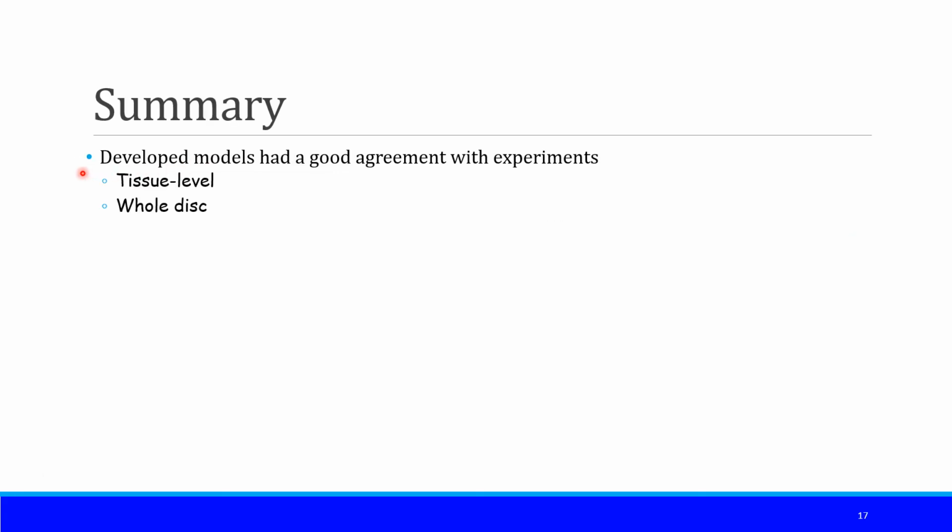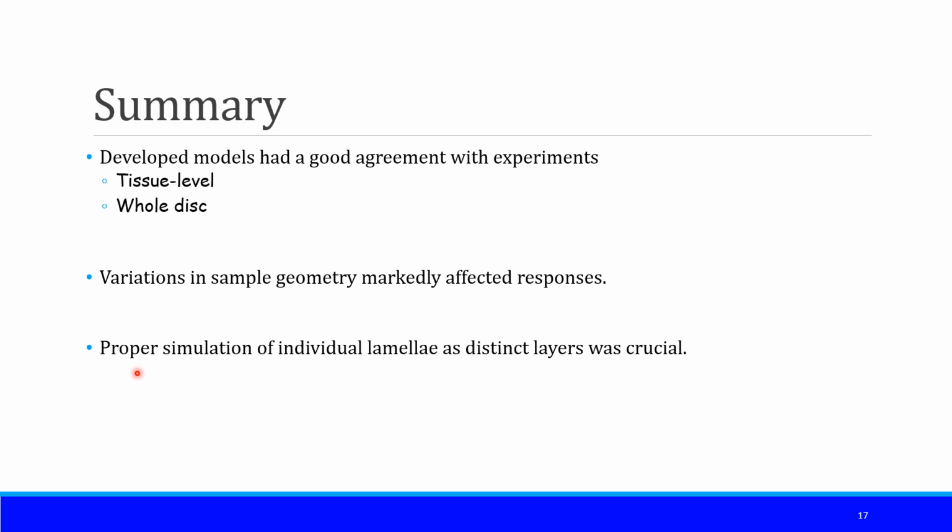In summary, we developed three different models, one micromechanical and two hyperelastic models, which had a good agreement with tissue level and whole disk experiments. We found that variations in sample geometry substantially affect the stress-strain responses of tissue-level tests, and this highlights the importance of accurately simulating experimental conditions. And we found that proper simulation of individual lamellae as distinct layers is crucial to have an accurate estimation of stress and strain fields.